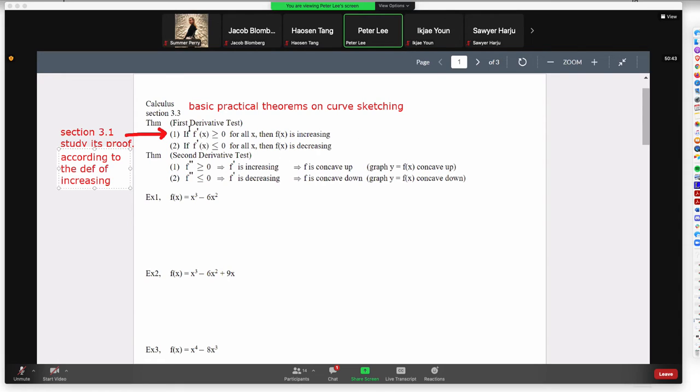Okay, so now let's look at the theorem here. These are the basic practical theorems on curve sketching. The first theorem is called the first derivative test. That's the name of the theorem. And so now let's look at number 1. If f prime is positive, then f is increasing. Well, that makes sense.